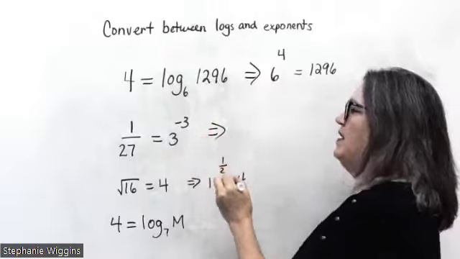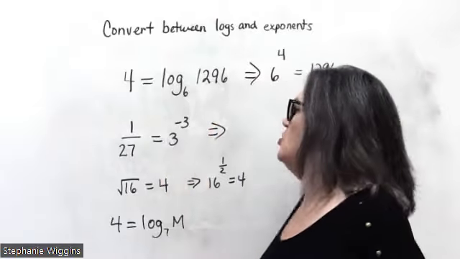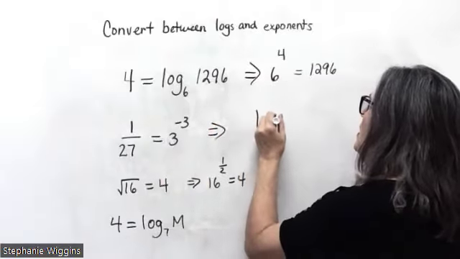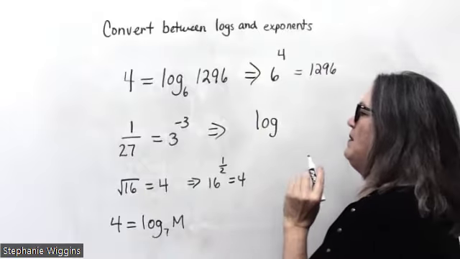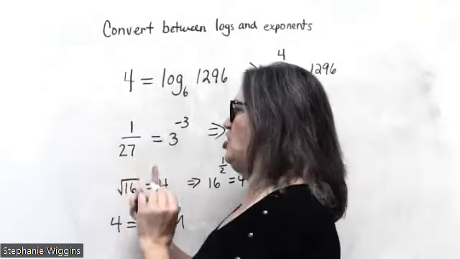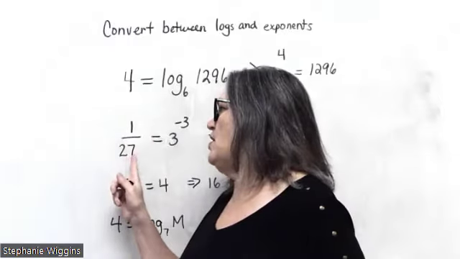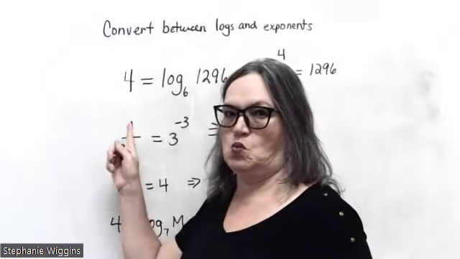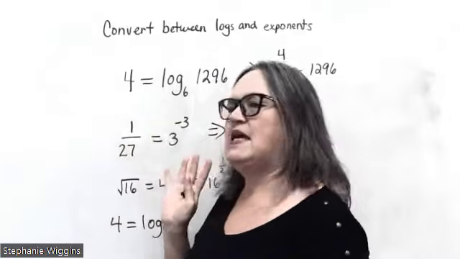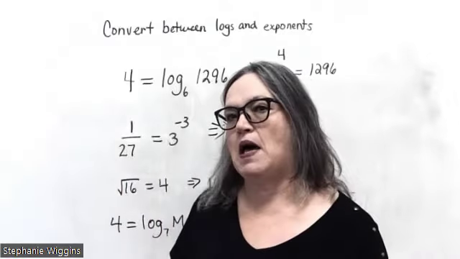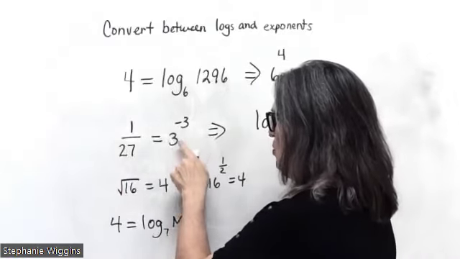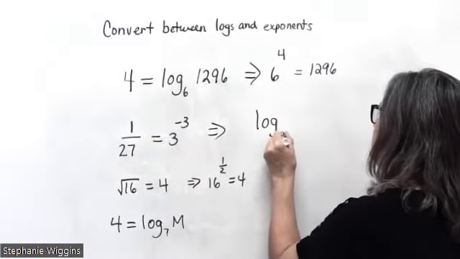All right, here we have an exponential equation. So I'm going to go ahead and write down log. And the base is on the bottom. Now be careful because this is a fraction, so I don't want to change this number. This is 1/27. When I say base is on the bottom, I mean on the bottom of the exponent. Here's the exponent. So the base is 3.